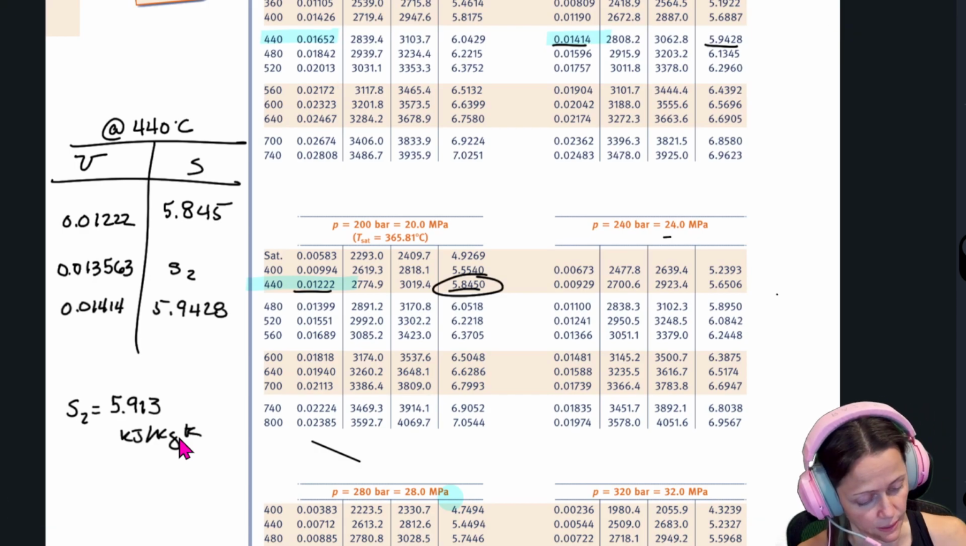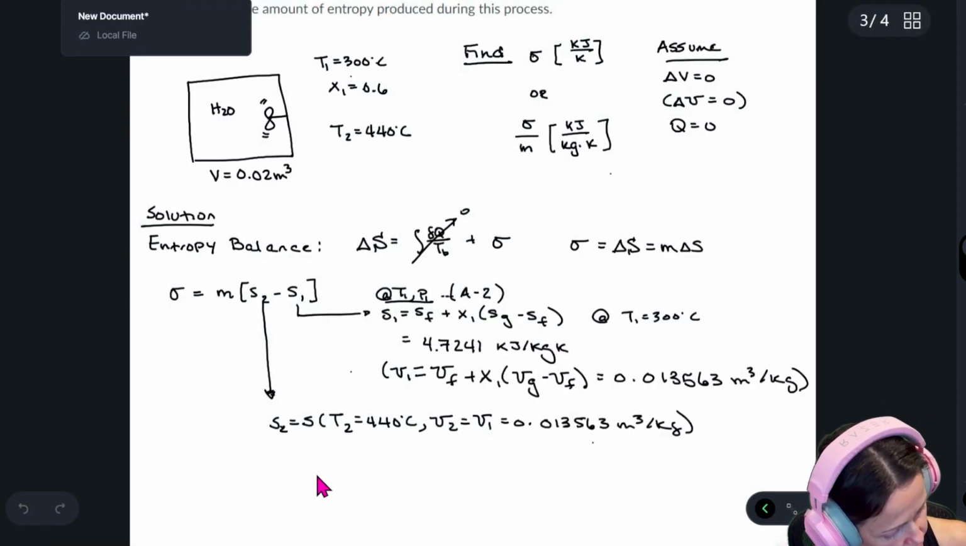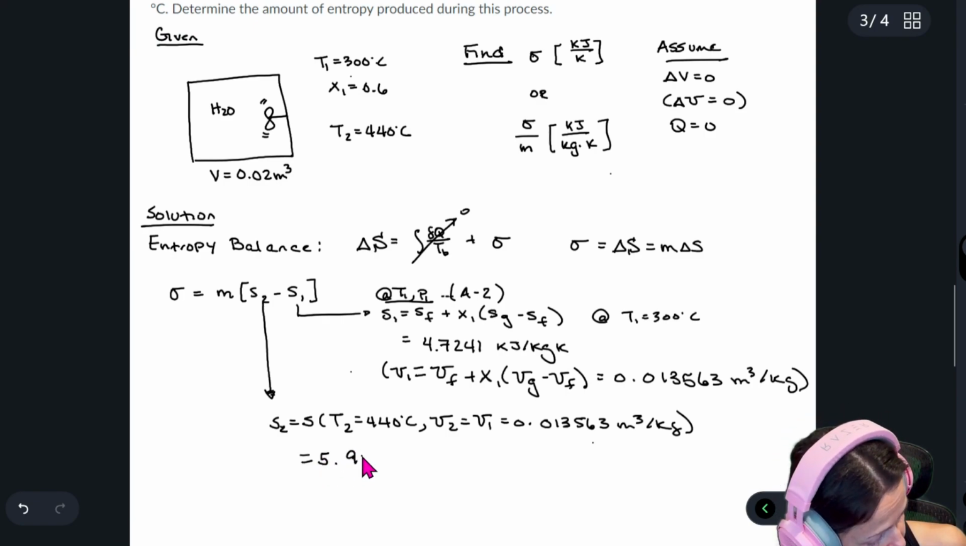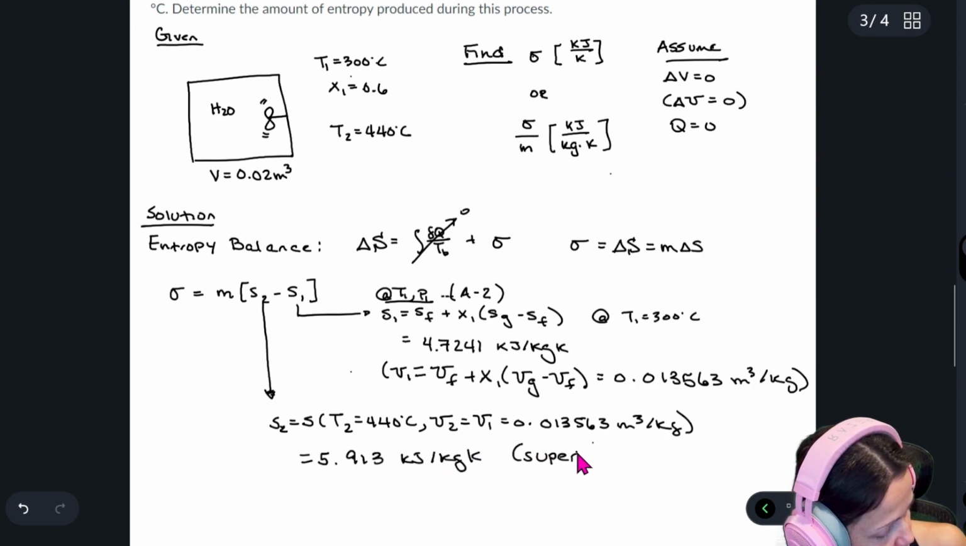Then I'll go over here as well. 5.913 kilojoules per kilogram K. And it was superheated, and you have to interpolate.